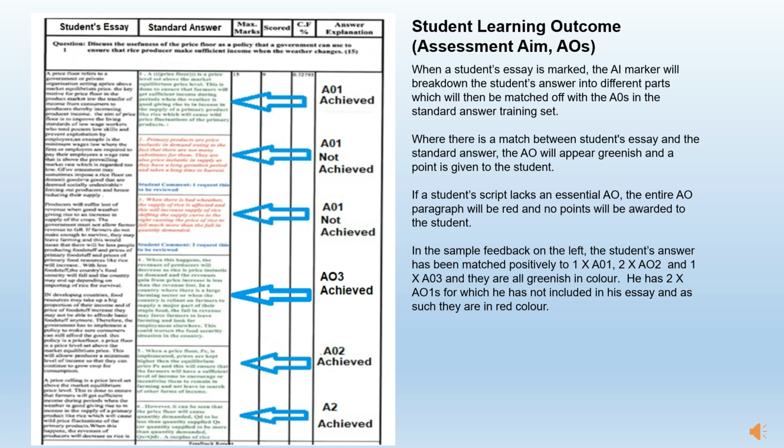If a student's script lacks an essential AO, the entire AO paragraph will be red and no points will be awarded to the student. In the sample feedback on the left, the student's answer has been matched positively to 1 AO1, 2 AO2s, and 1 AO3, and they are all greenish in color. He has 2 AO1s which he has not included in his essay, and as such, they are in red color.